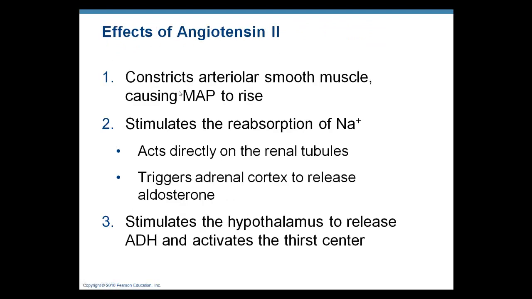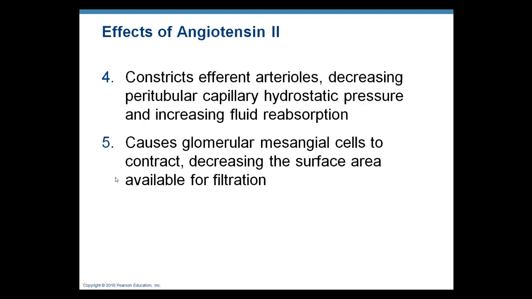The function of angiotensin II: vasoconstriction, stimulating the reabsorption of sodium either directly or indirectly through aldosterone. Then it will stimulate the hypothalamus to release antidiuretic hormone, and it also activates the thirst center directly and indirectly by the antidiuretic hormone. Angiotensin II will constrict the afferent arterioles, and when you constrict the afferent arterioles, you are reducing the glomerular filtration. It will also cause the mesangial cells to contract, and therefore you have less of a filtration membrane available for the glomerular filtration to occur. All of this is happening because of the angiotensin II.